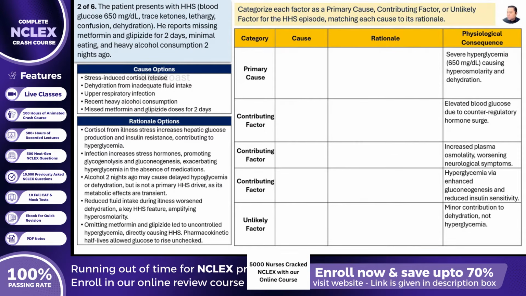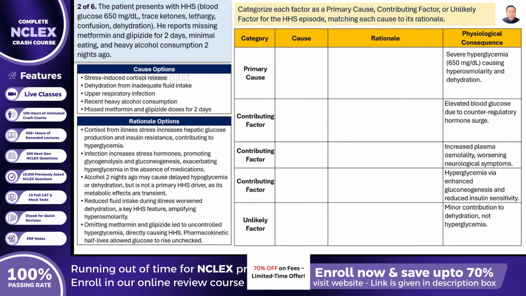So the physiological consequence is basically aligned with the category. So keep in mind about these. So this will be your hint here. So for the primary cause, it said about severe hyperglycemia causing hyperosmolarity and dehydration and so forth. So I want you to pay attention to the physiological consequence. Make sure that each of these will match to the cause and the rationale that you will be selecting. Now, let's get started filling all these blanks at this table.